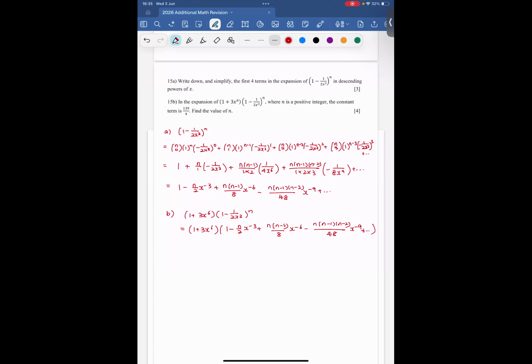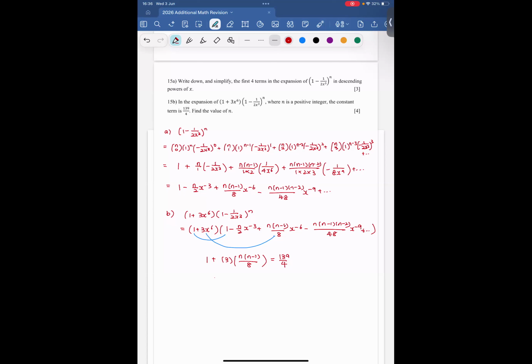Okay, so the constant term is what? Which one times which one will give me the constant term? Of course, 1 times 1 will give me the constant term. What else? X power 6 times x power negative 6. So we have plus 3 times n times n minus 1 over 8. When I multiply them together, I will get 139 over 4, as the question has said.